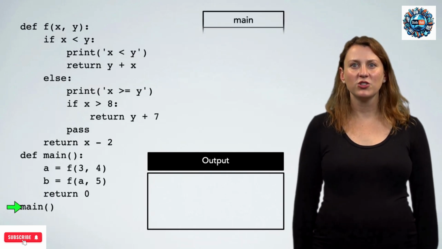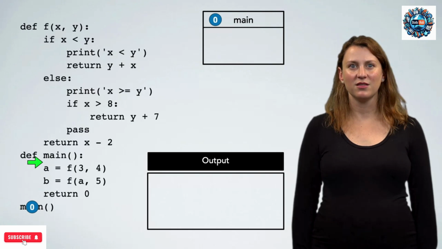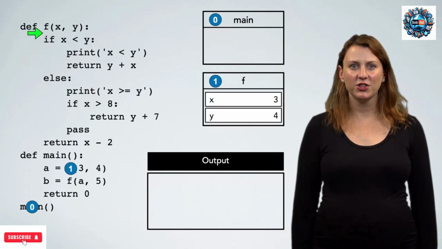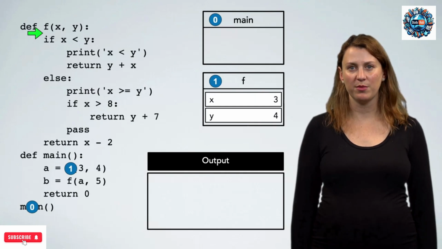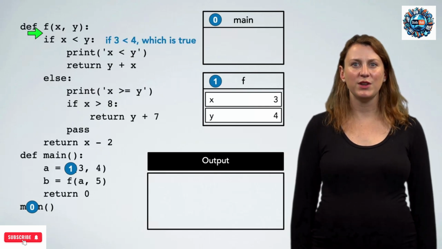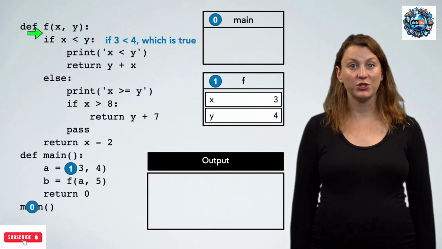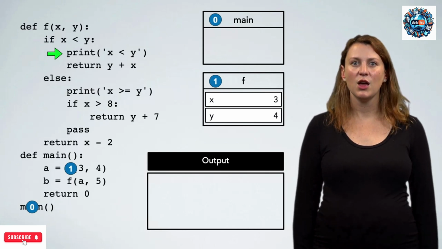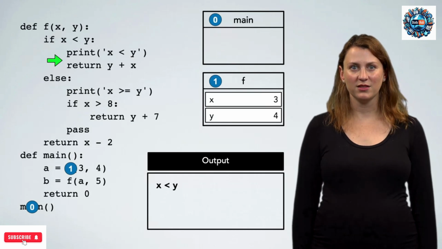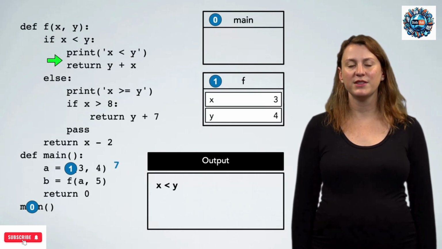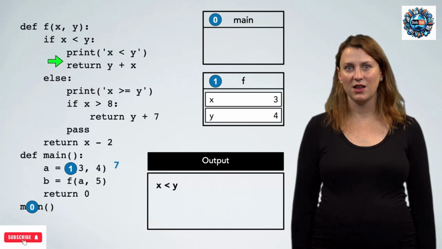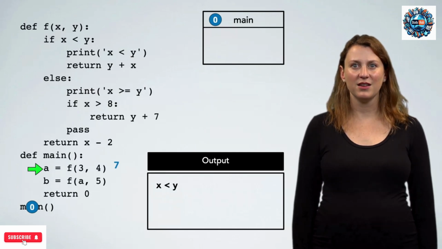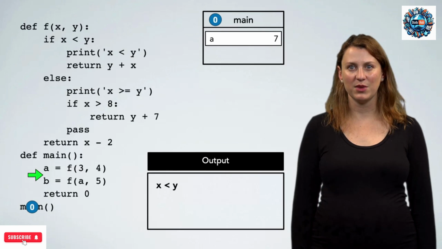We will begin with a function call to main and execute statements there. The first statement involves a function call to f. We'll mark the call site, pass in values 3 and 4 for f's parameters x and y, and we reach an if statement. To know what to do now, we need to evaluate 3 less than 4, which is true, so we will execute statements in the then clause. We print the string x less than y, and then return y plus x, which is 7, to our call site. Destroy f's frame, assign 7 to a, and execute the next statement.